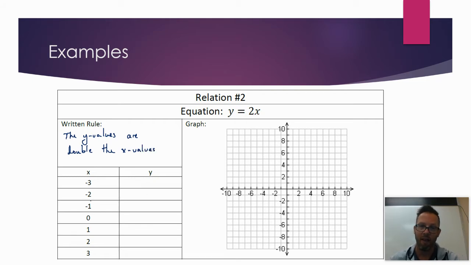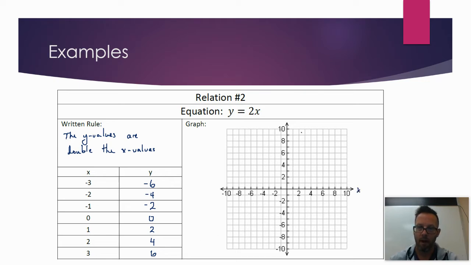Again, I've used just that default standard safe -3 to 3. And so the y values are double the x values. So we can do this with mental math, just doubling all those. 2 times 2 is 4. 2 times 3 is 6. And what does this graph look like?